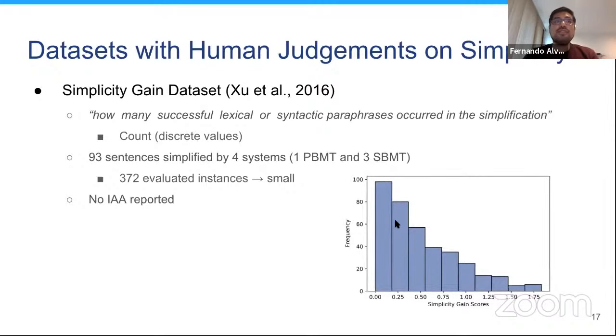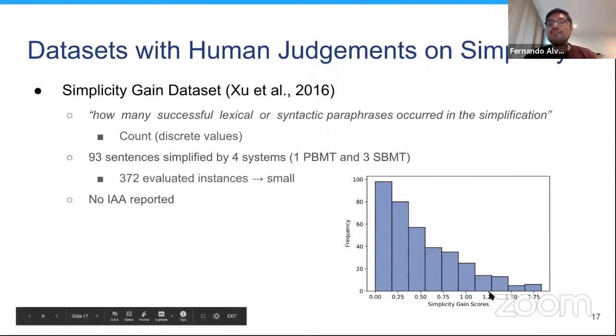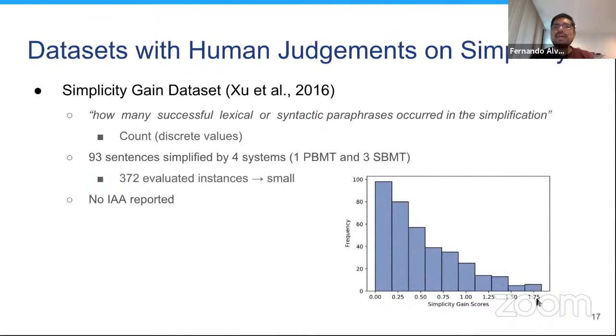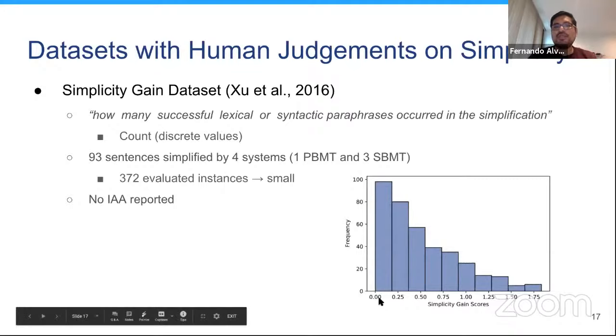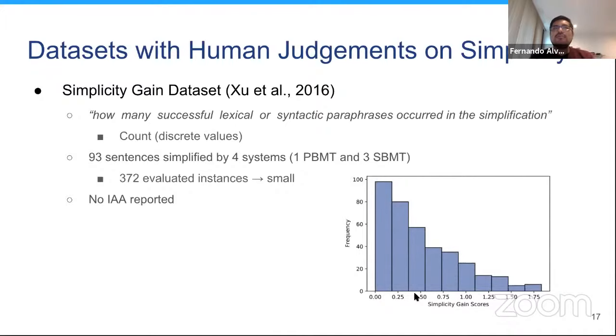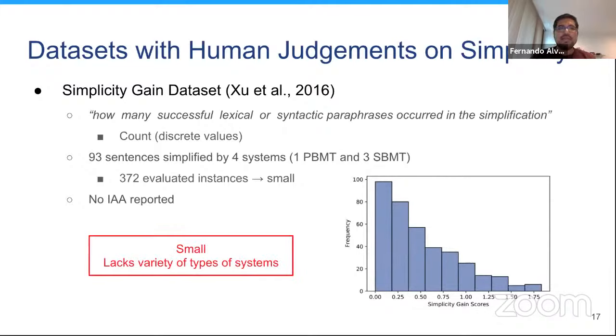Now, if we look at the scores of this data set, we can see that the distribution of these scores goes between 0 and just 1.75. Remember that the score is a count of how many successful changes were made. As we can see, not even 2 successful changes were made in the majority of cases. And the majority of cases actually is between 0 or less than 1 successful change. So that's not a very reliable data set. The data is too skewed into performing no changes at all. So this data set is small, it lacks variety of types of systems, and also the frequency of the operations is really skewed towards performing no changes. So should we use this data set in order to see if a metric is reliable or not?